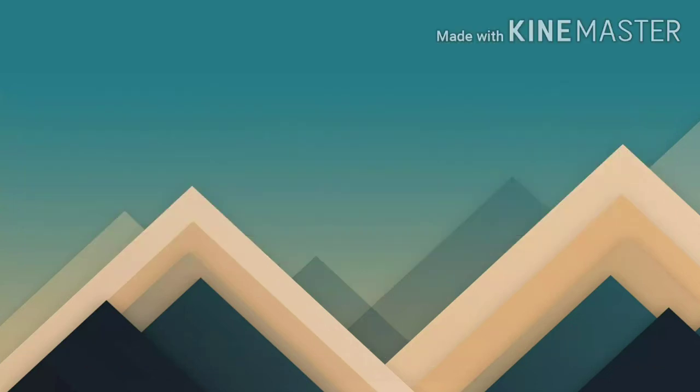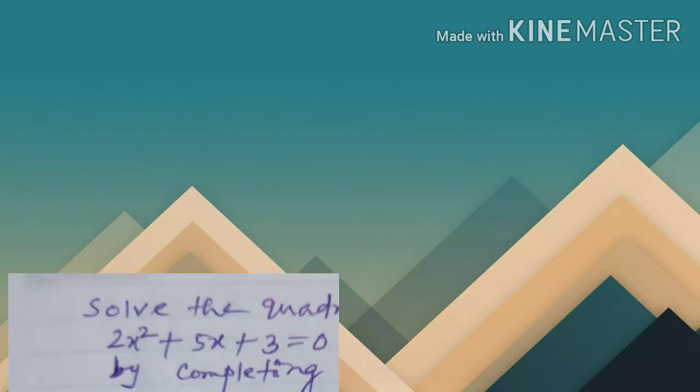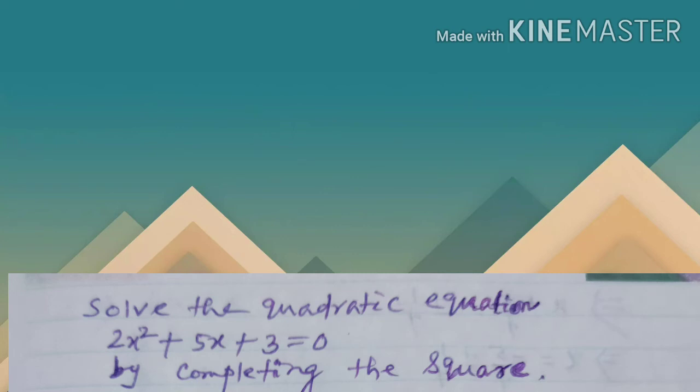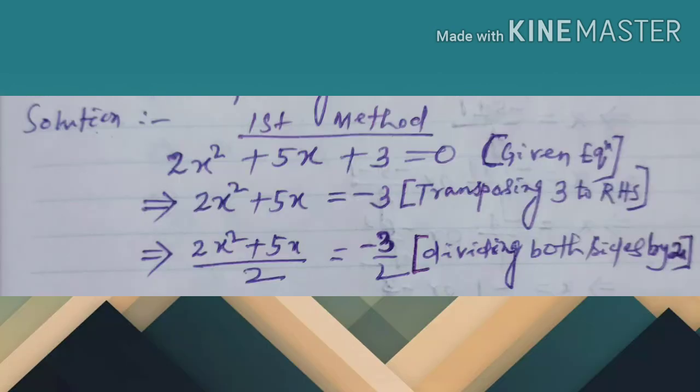Now let's solve some quadratic equations by completing the squares. Solve the quadratic equation 2x square plus 5x plus 3 is equal to 0 by completing the square. Let's solve the equation by the first method. 2x square plus 5x plus 3 is equal to 0 is the given equation. This implies that 2x square plus 5x is equal to minus 3, on transposing plus 3 to the right hand side of the equation.